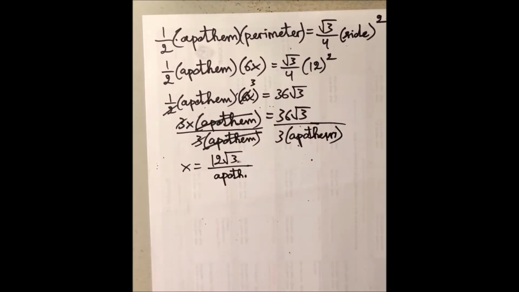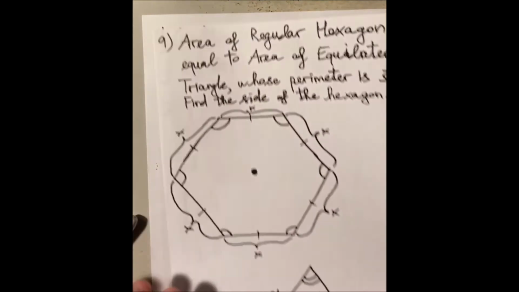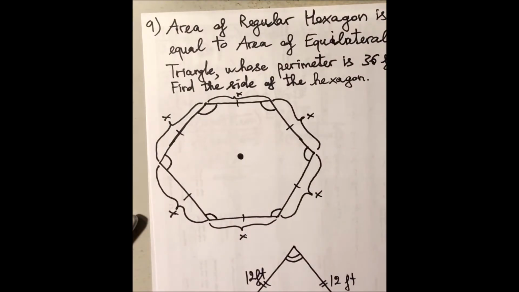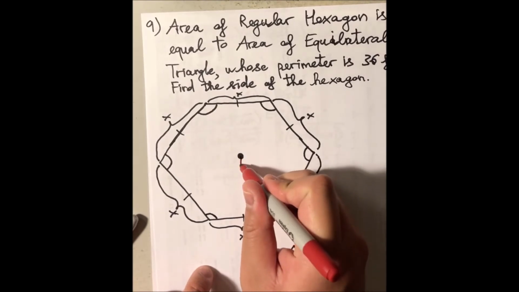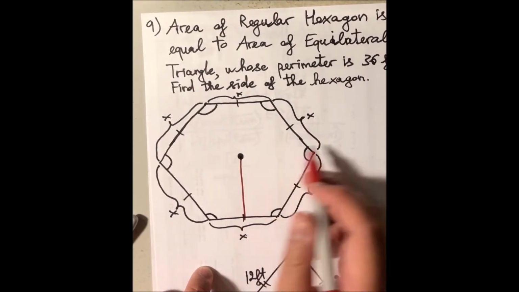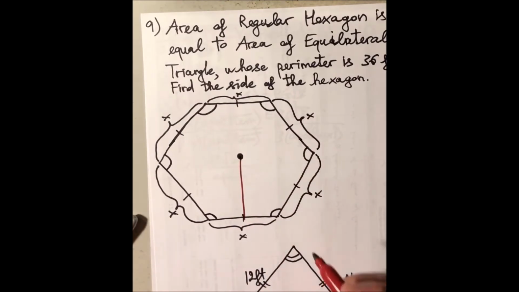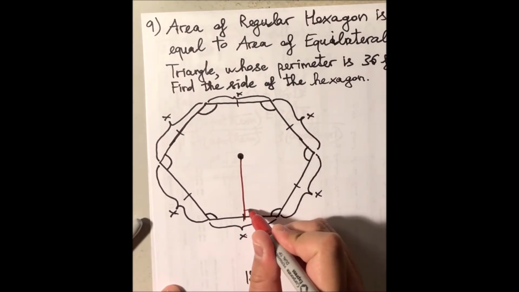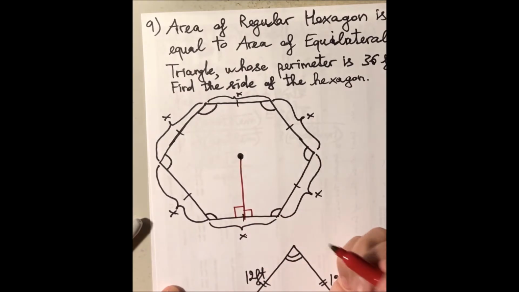Well, we can find the apothem by going back to this figure and sketching it out in red. So the apothem is the distance between the center and any one of the sides of this regular hexagon. And of course, they intersect perpendicularly, so there's going to be a right angle right there.